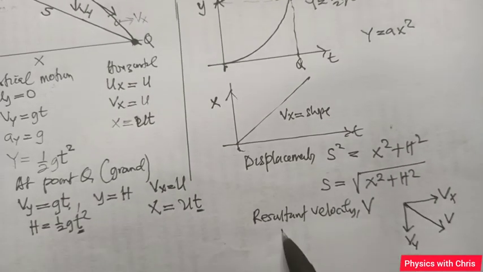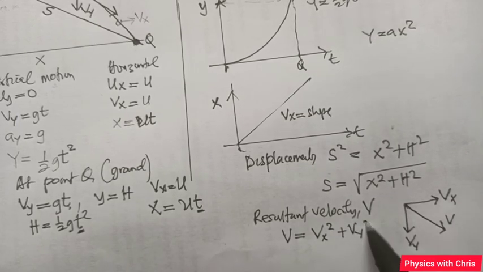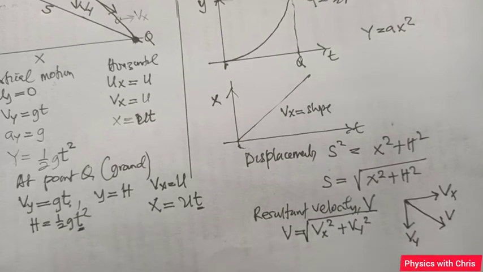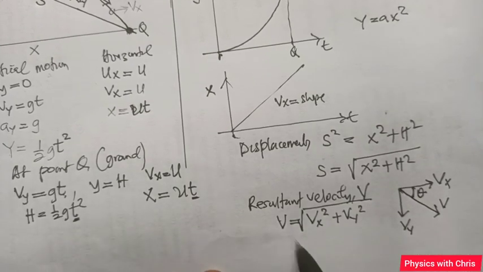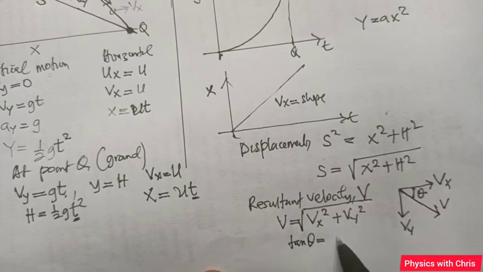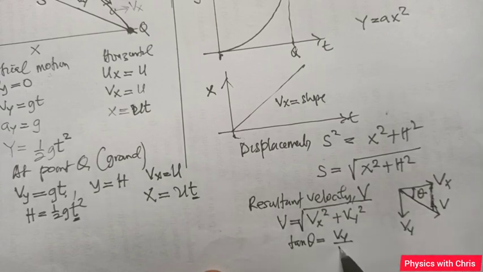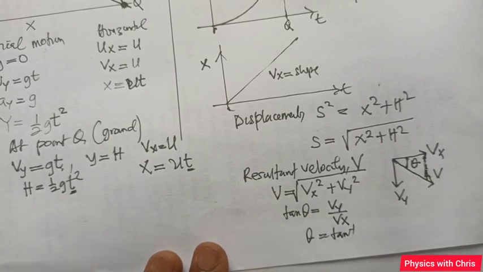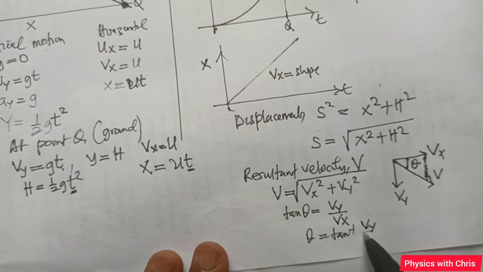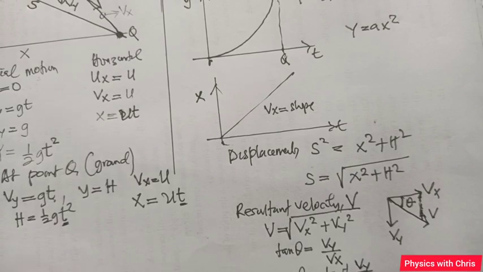I can find that by Pythagoras. My V equals the square root of Vx squared plus Vy squared. Now this angle here, theta, is the direction of the resultant velocity. So I can use tan theta, that equals Vy, the opposite, over Vx, the adjacent. So if I have my Vx and Vy, I can find the direction of my resultant velocity: theta equals tan inverse of Vy divided by Vx. Because an exam may ask you to find the direction of the resultant velocity.